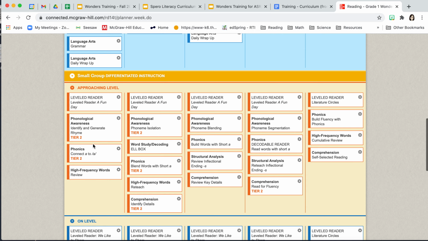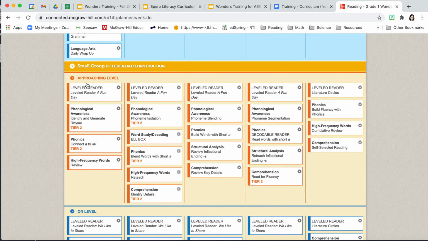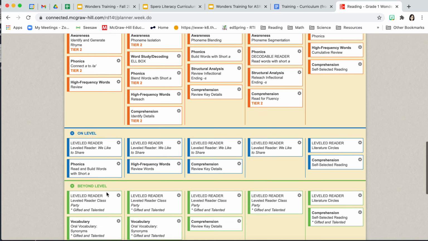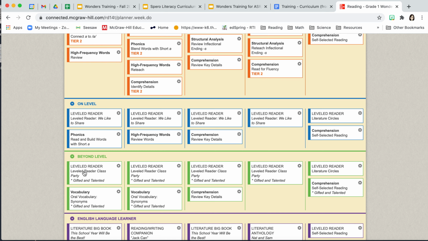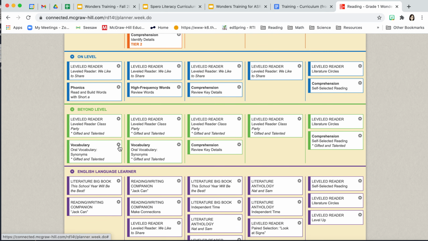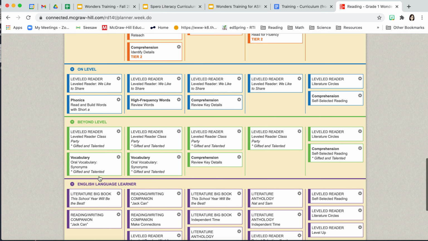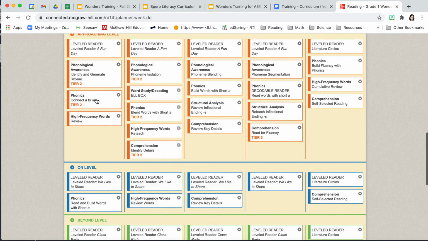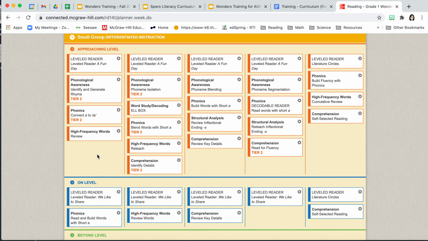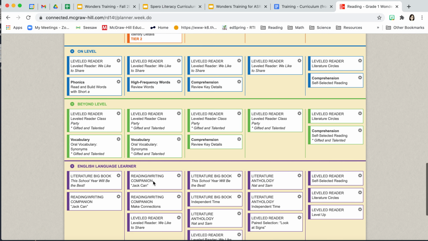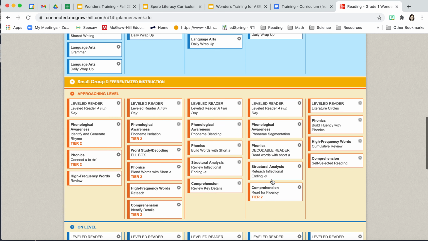So we've got four different levels actually. We've got approaching level, which is just a little bit below grade level. We have on level, and we have beyond level, which is a little bit above grade level. And then we have English language learners. This will usually be the same as the on level. This one looks a little bit different, but a lot of times it'll be the same as the on level. It will just have a little bit more language help. So that's actually a really good resource for you as you are providing instruction for your students.